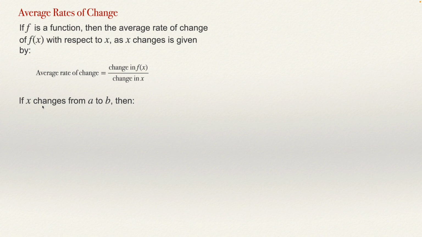So, for example, if x changes from a to b, the change in f(x) is just the difference between the last value and the first value. When I say that x changes from a to b, this change in x will be b minus a, so the second minus the first.